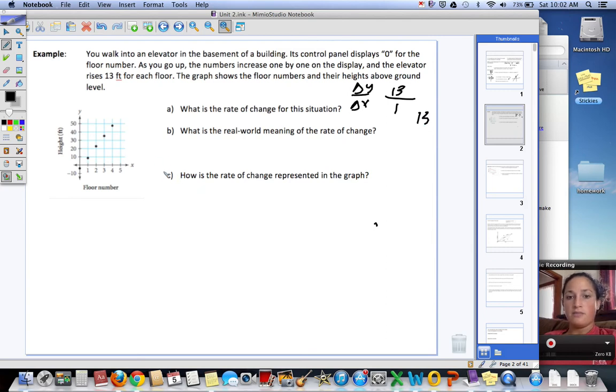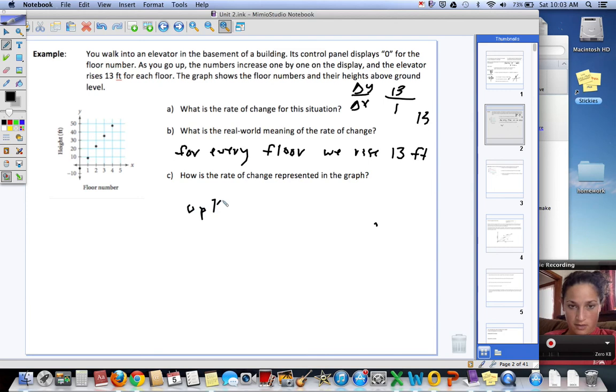What is the real world meaning of this rate of change? Well, what is this telling me? It tells me that for every floor, so every time I go up a floor from 1 to 2, from 2 to 3, from 3 to 4, we rise 13 feet. How is the rate of change represented in the graph? So in the graph, you can see that we're going up 13 and over 1. So we're going up 13 over 1, right? It's our slope. So we can see that we go up 13 over 1 every time.